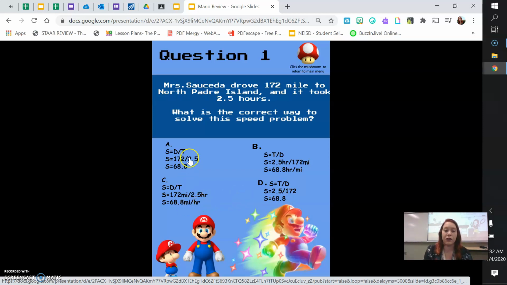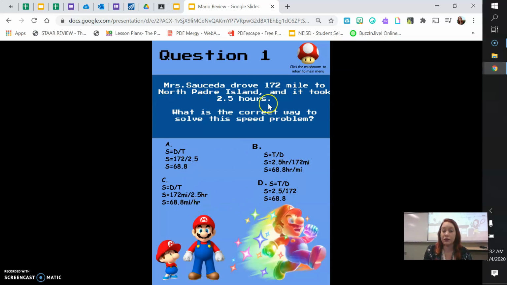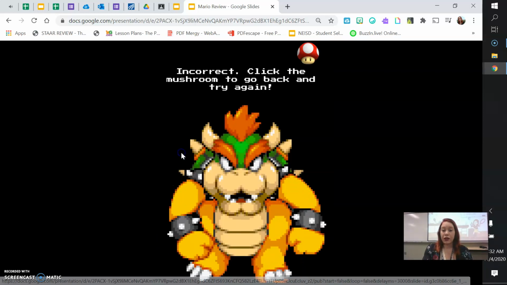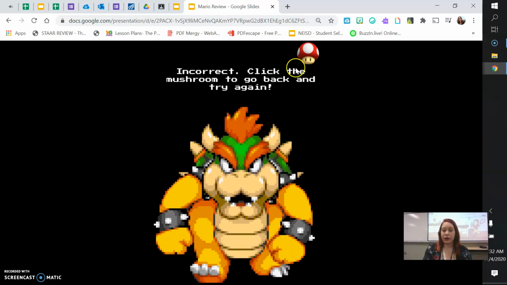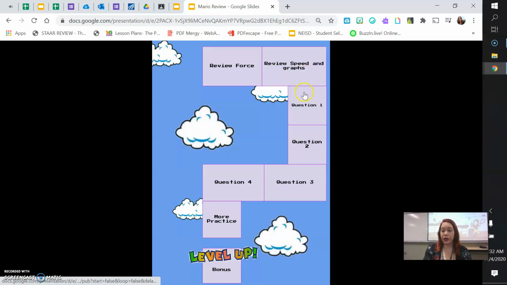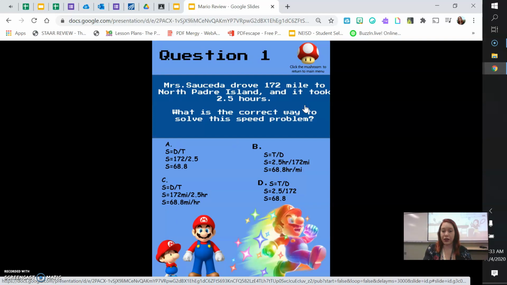I want you to notice some of these have units and some of these do not. So you'll pick your answer, and then it will either tell you if you're correct or incorrect. So if you're wrong, it'll say incorrect, and then you click the mushroom to go back, try the question again until you get it right.